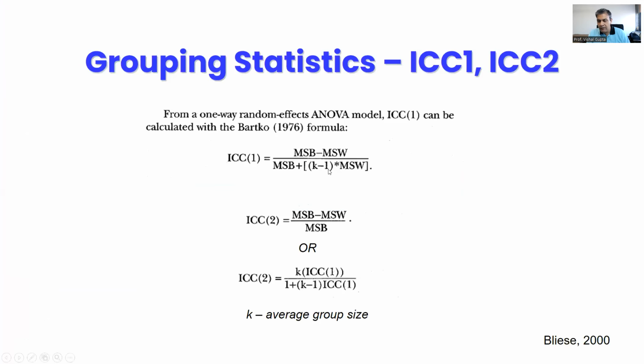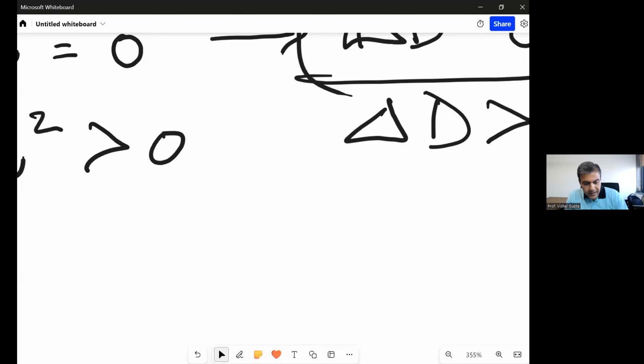So it applies, Pratik, this formula. And ICC2 is very simple, this formula is very easy to understand. It says MSB minus MSW divided by MSB, right? If you simplify, it will become 1 minus MSW by MSB, right? Let me write it. Let me not complicate things here.